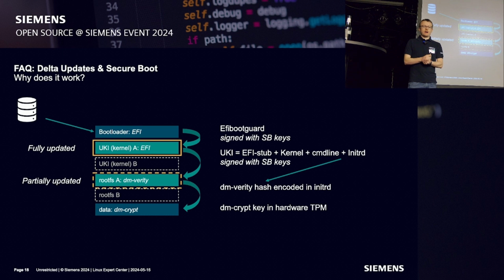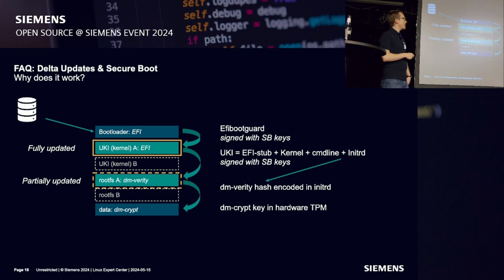Another question is, why does it work when combined with Secure Boot? As shown before, the first thing we boot is the EFI loader. In our case, that's EFI Boot Guard, which is signed with the Secure Boot keys, which are added to the platform. This bootloader then selects, based on a configuration, the UKI, so that's the kernel which is booted next.